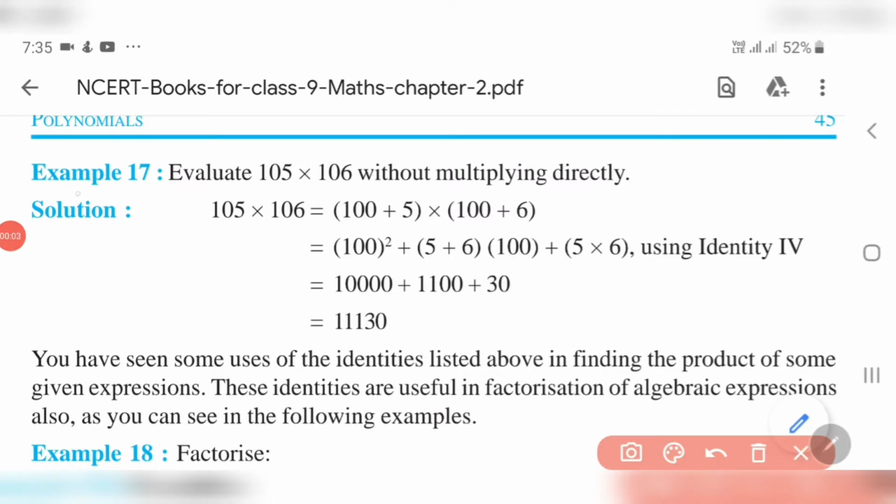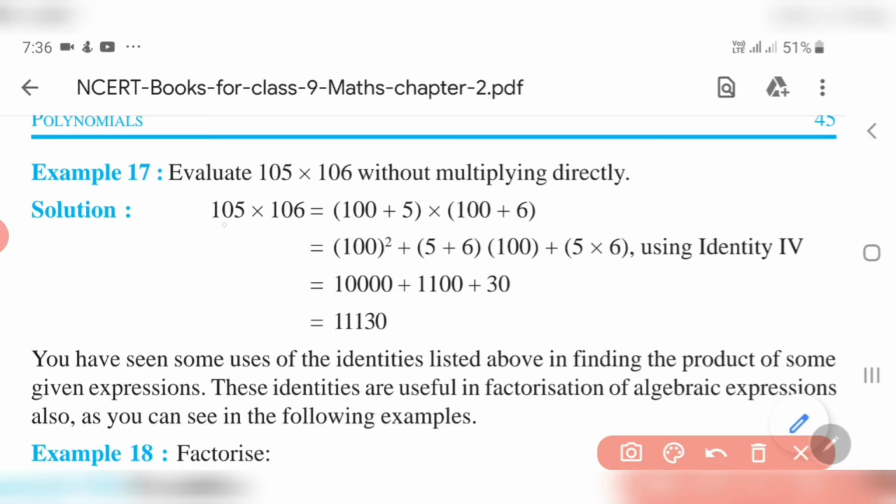Now we see example number 17. Evaluate 105 into 106 without multiplying directly. So you have to find the value of 105 and 106 when you multiply, but without multiplying directly. You should not multiply directly. Without that you have to solve. Correct? Let us see how we can solve.